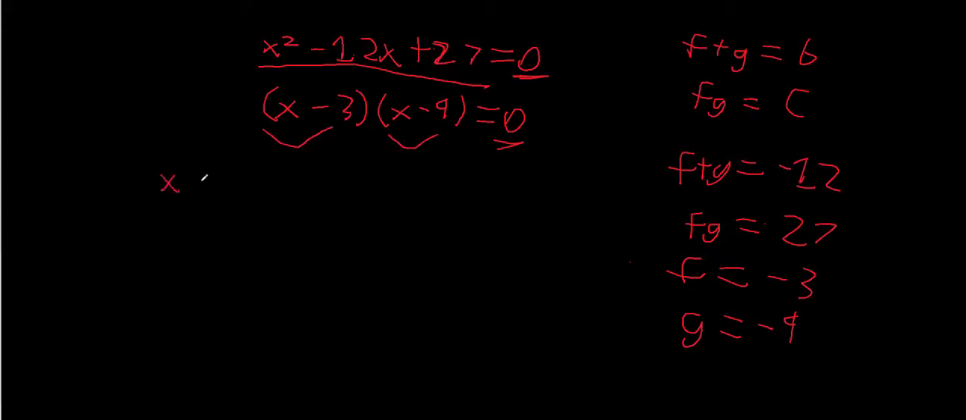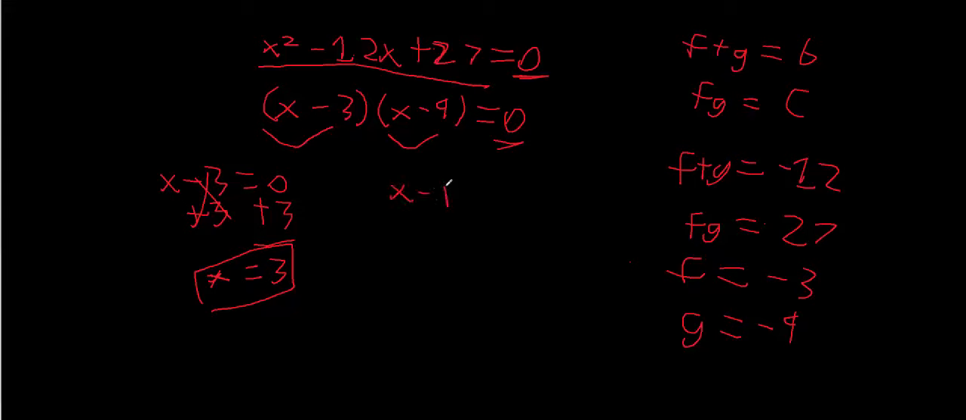So let's do x minus 3 equals 0. Add 3 to both sides to get x equals 3. And then on the other one, we would do x minus 9 equals 0. You would add 9 to both sides to find out that x equals 9. So it could be either one of these, as you'll see when we do our proof.